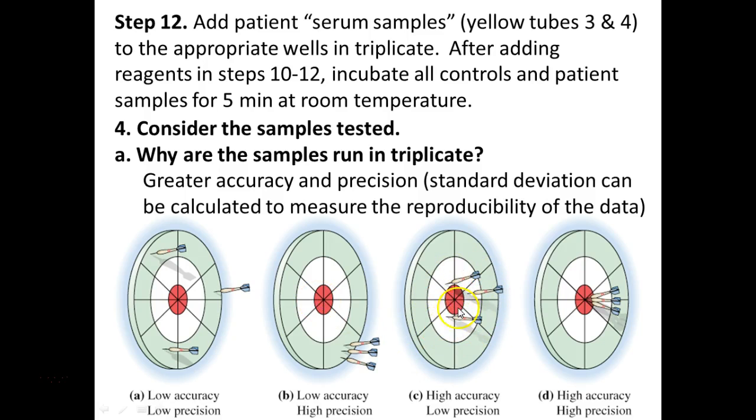Here, high accuracy, but not very good precision, right? They're all in the same area, right? But they didn't hit the target. This is what we want. We want to hit the target with all 3, right? In order to have a nice validated result.